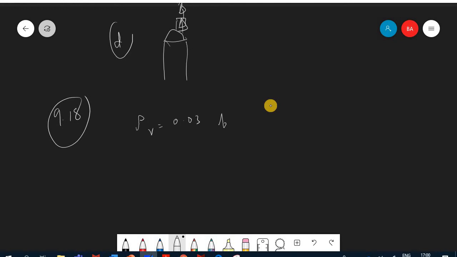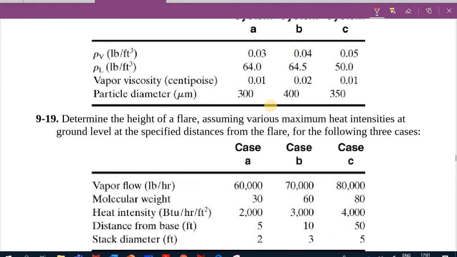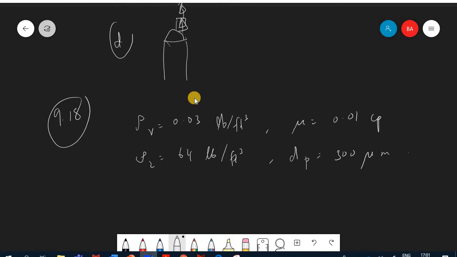Rho V is equal to 0.03 pound per feet cube. Nu is equal to 0.01 centipoise. The rho L is equal to 64 pound per feet cube, and the diameter given to us is equal to 300 micrometers. Okay, I'm not sure if this is micrometers or microfeet. Let me check. So it's micrometers. Okay, micrometers.